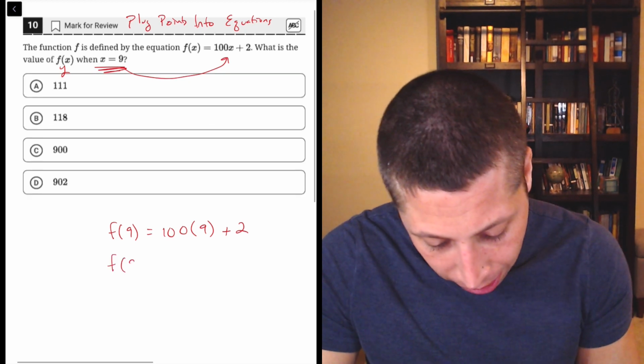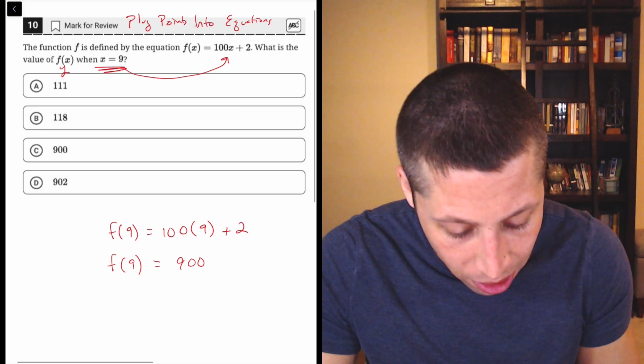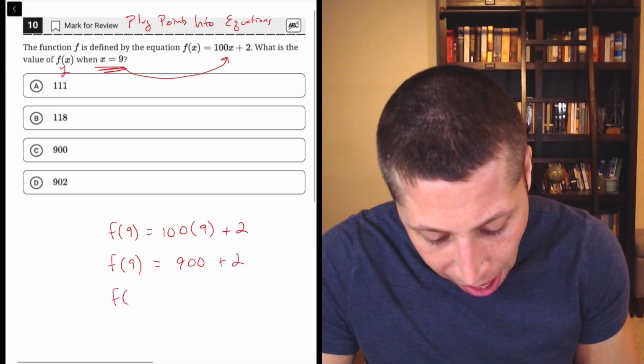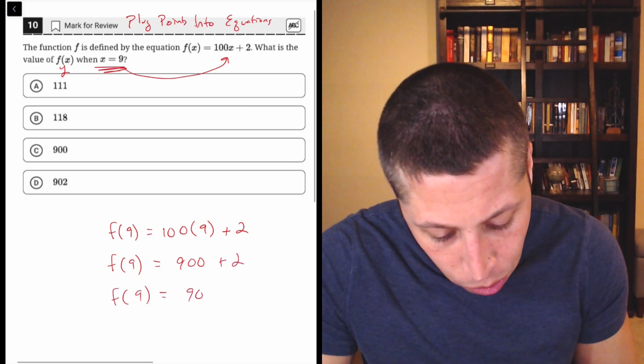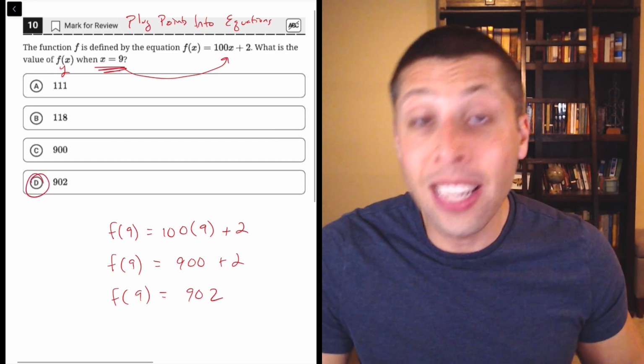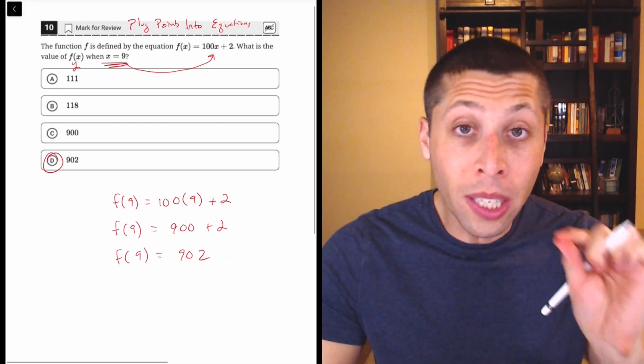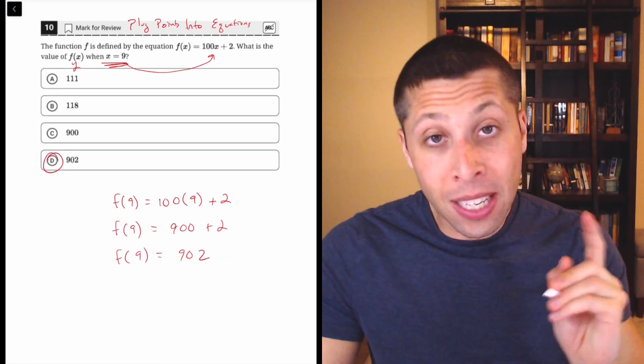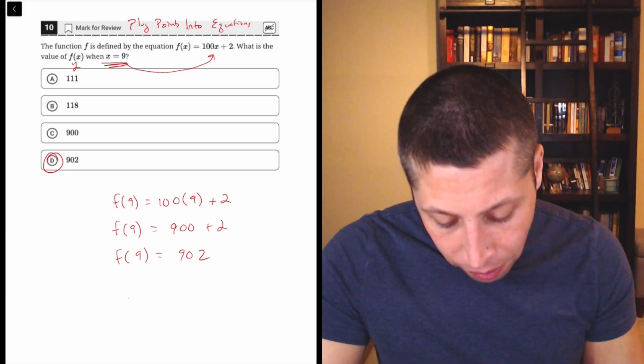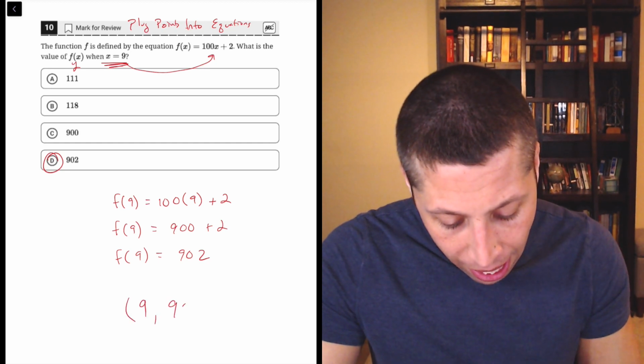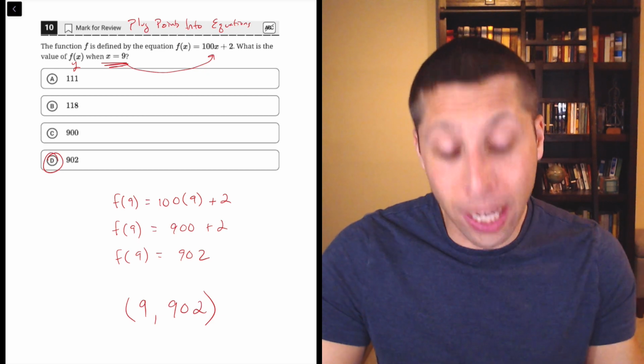So f of 9, I'm just going to leave that as is equal to 900 plus 2. So f of 9 is equal to 902. That is choice D. That is the answer. And just to be really clear what we found, this is a coordinate. This is a point where the x coordinate is 9 and 902 is the y coordinate.